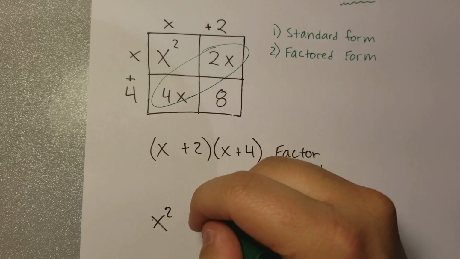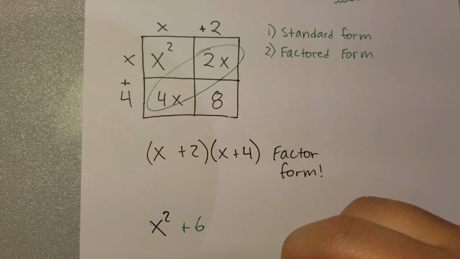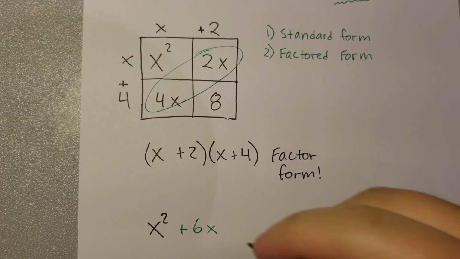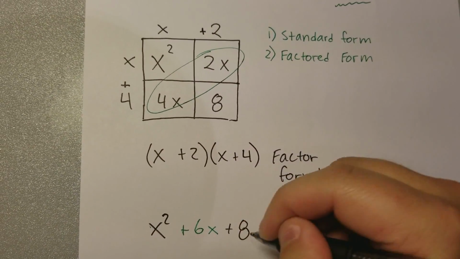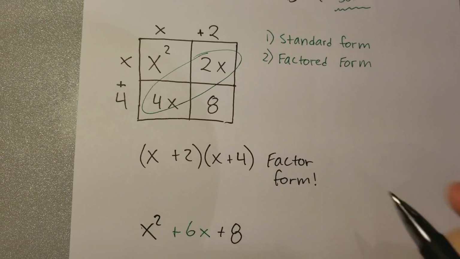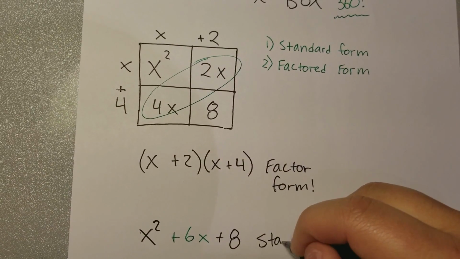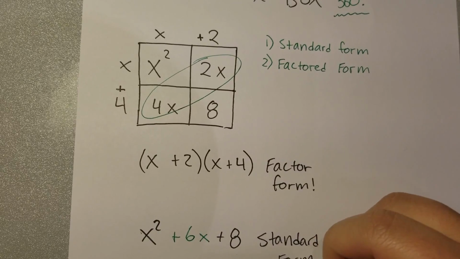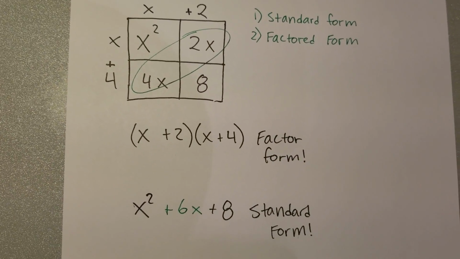Let's keep the same color. Call that 6. 6 what? 6X. And what's left? 8. And we're going to call this the standard form. Okay? Those are the two things.